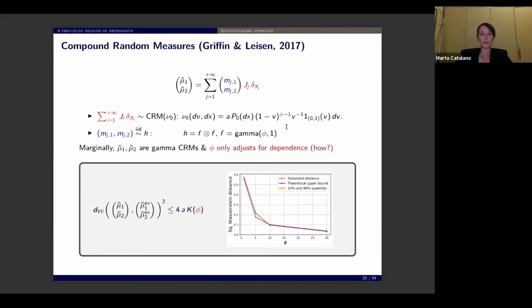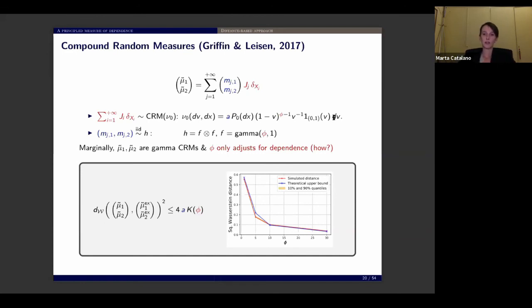Okay, so what the authors proved in their paper is that with this couple nu0 and H, one actually achieves random measures that are marginally distributed as gamma random measures. And moreover, that the parameter phi does not have any role in the marginal distribution of the random measures and only accounts for their dependence structure. But now if you look at phi, you have it both in the Levy measure and in the distribution H. So it's quite involved to understand what kind of dependence is actually induced by phi.